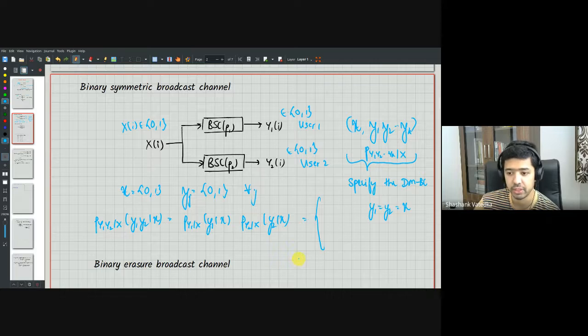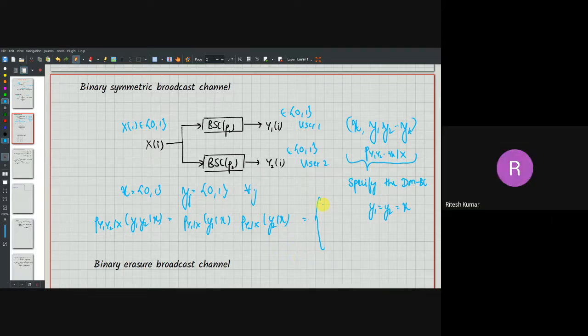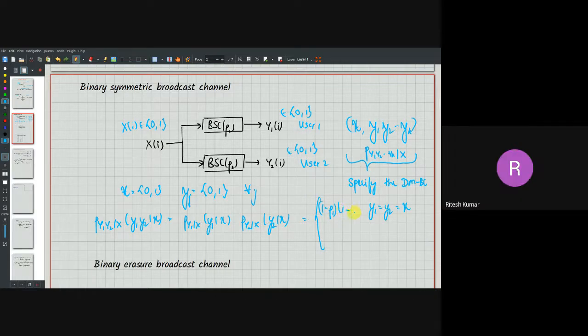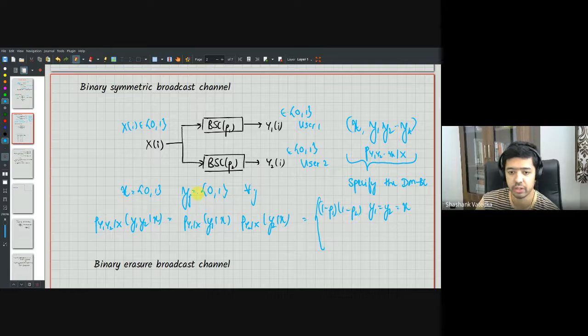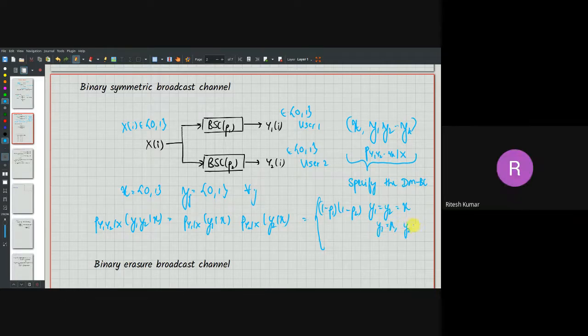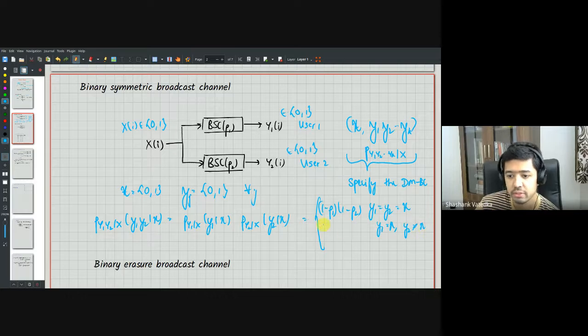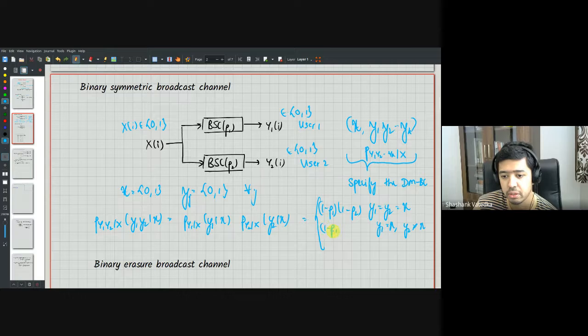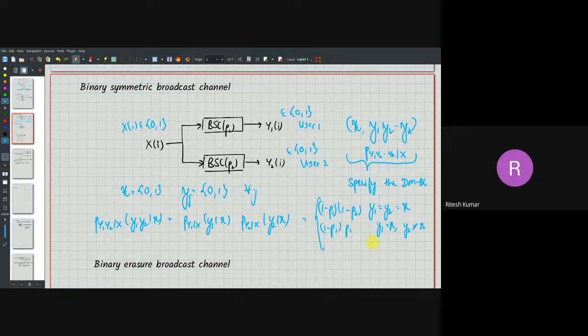So it's 1 minus p1 into 1 minus p2, because we're looking at different parameters p1 and p2. Okay, that's good. And now what if y1 is equal to x, but y2 is not equal to x? So 1 minus p1 into p2. Correct, 1 minus p1 into p2.